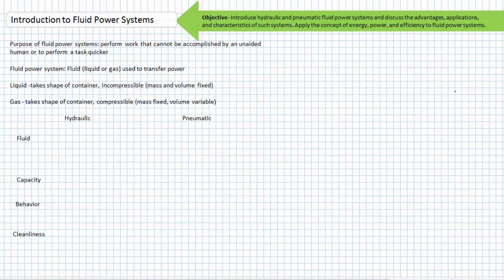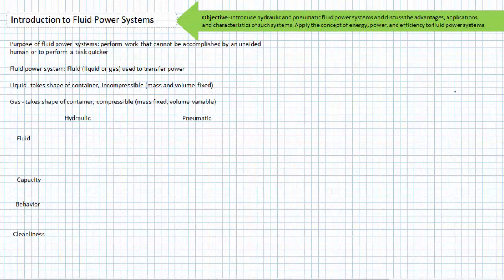I'm your instructor, Jim Pytel, and today's topic of discussion is an introduction of fluid power systems. Our objective is to introduce fluid power systems and discuss the advantages, applications, and characteristics of such systems. Additionally, we'll reacquaint ourselves with the concept of energy, power, and efficiency as applied to fluid power systems.